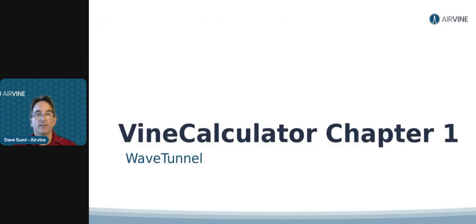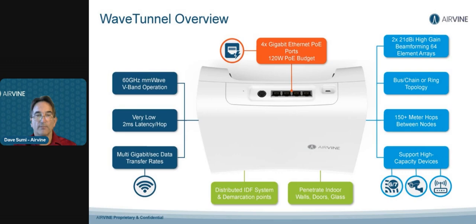Let's move on. VineCalculator Chapter 1, WaveTunnel. Just a brief reminder, the WaveTunnel is a 60 gigahertz multi-radio product. On both sides of this box, you have a radio, and that's how we can daisy chain and string these units together over many, many hundreds of meters if that's what's required. We also use it to turn corners, and it's also used to go through those interior walls.